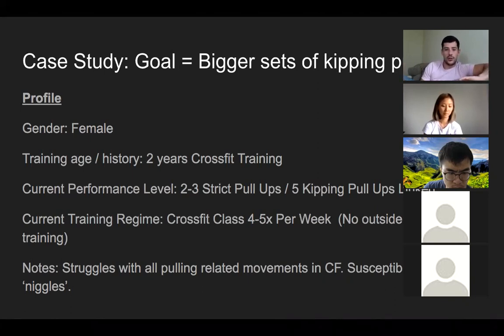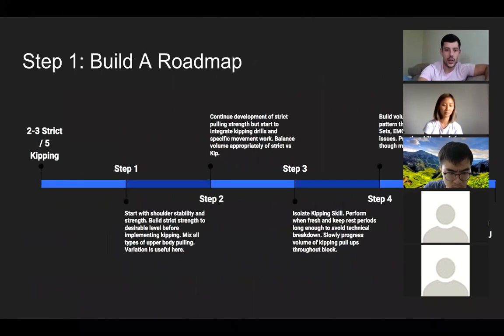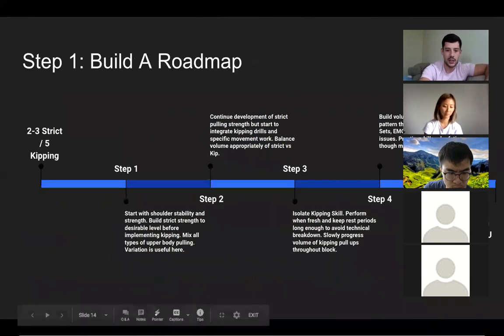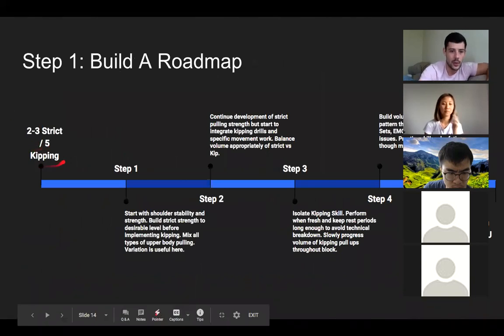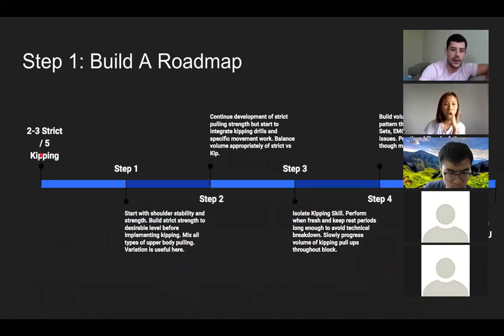So if I was this person looking to develop my goal of bigger sets of kipping pull-ups, how would I go about designing that? What I'd do is start here. This is where their current level is: 2 to 3 strict pull-ups and 5 kipping. Down this end is their goal, 20 unbroken kipping pull-ups. There's obviously a bit of difference between those two. The steps we need to take, we can lay those out now.